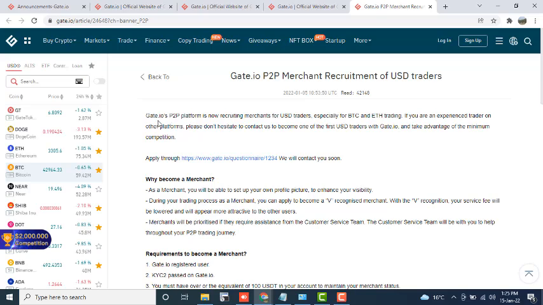You can see here, the Gate.io P2P platform is now recruiting merchants for USDT traders, especially for BTC and Ethereum trading. If you are an experienced trader on another platform, please don't hesitate to contact us. Become one of the first USDT traders with Gate.io and take advantage of minimal competition.